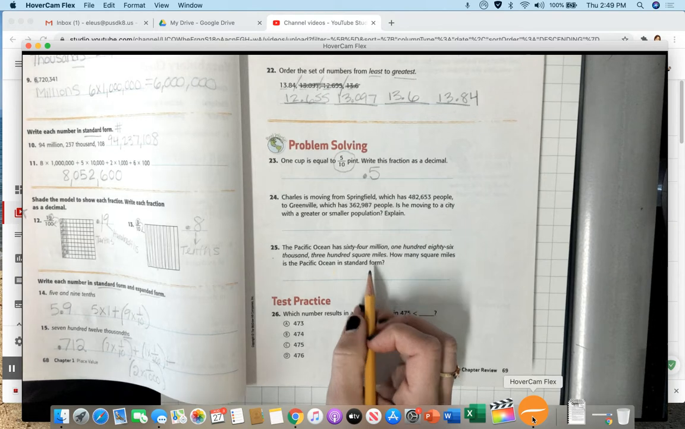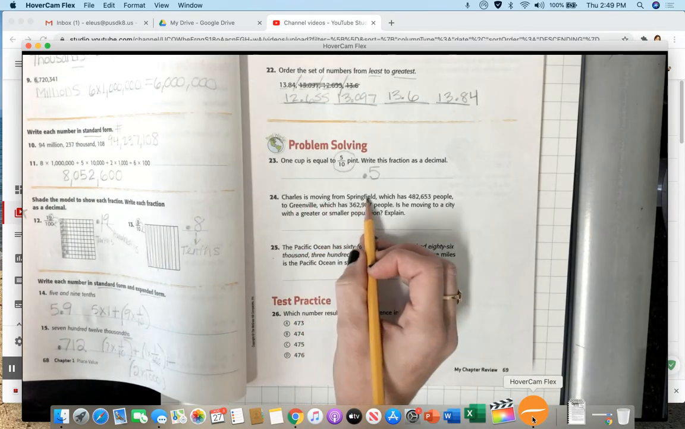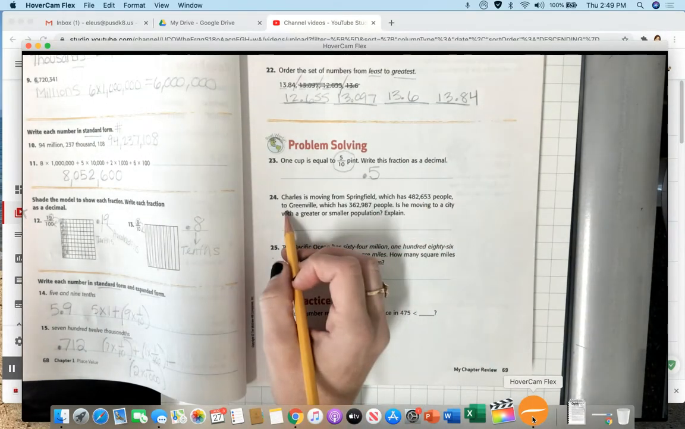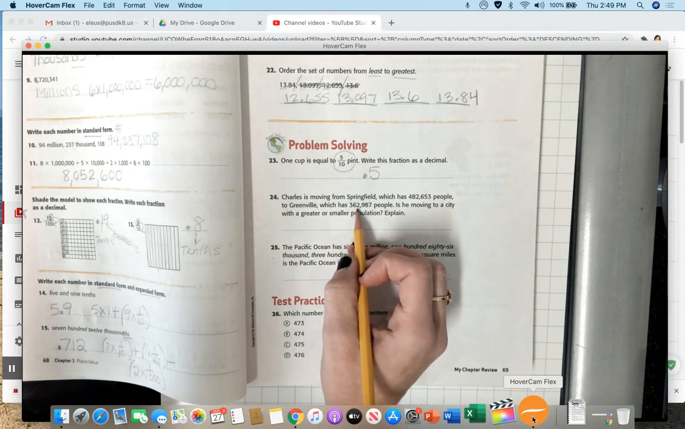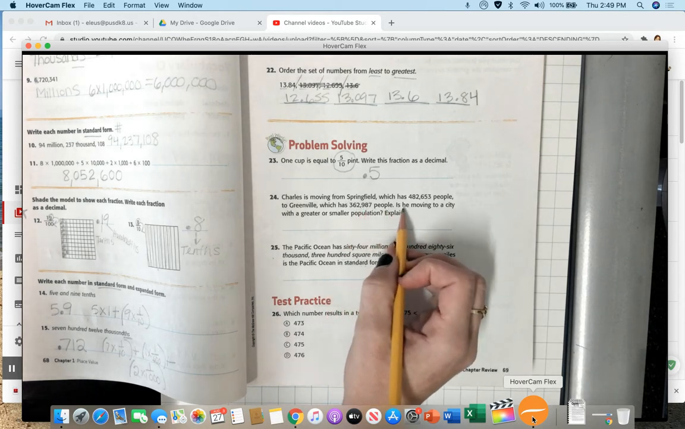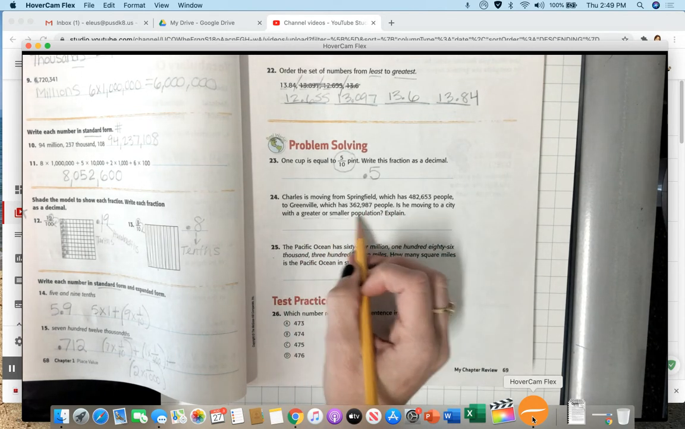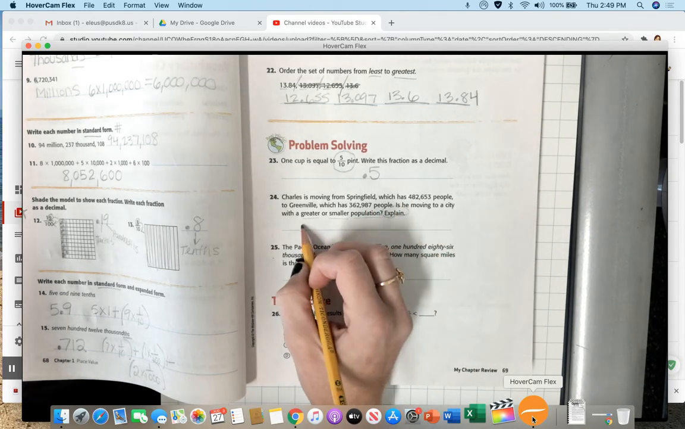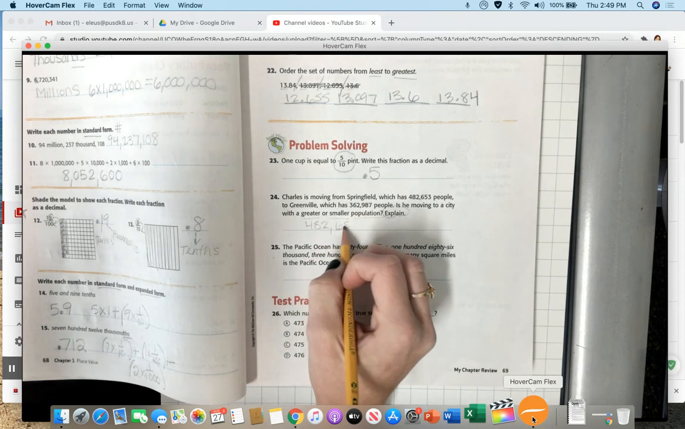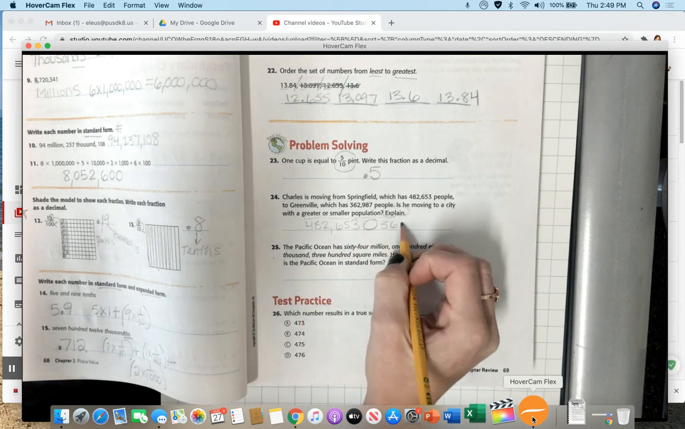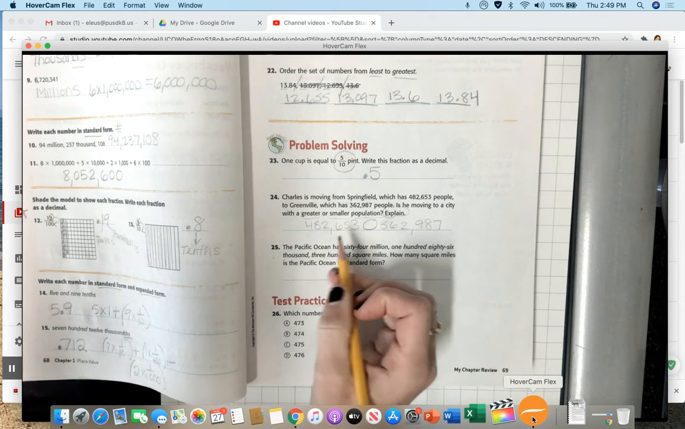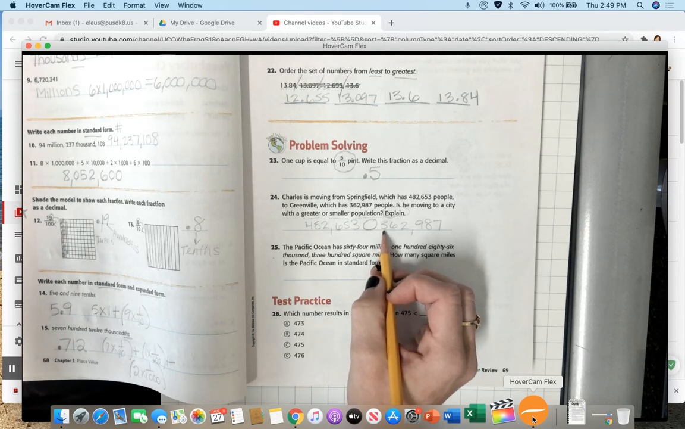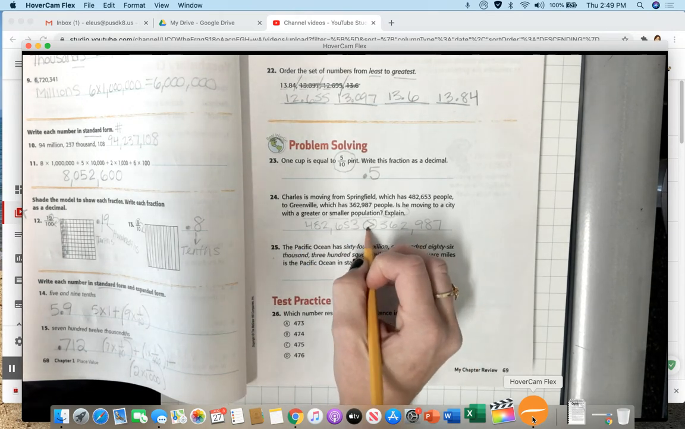Number 24. Charles is moving from Springfield, which has 482,653 people, to Greenville, which has 362,987 people. Is he moving to a city with a greater or smaller population? Please explain. So we need to compare these two. 482,653 is what compared to 362,987? Well, I have a 4 in the hundred thousands here, and then I have a 3 in the hundred thousands here. 4 is bigger, so my symbol goes like this.